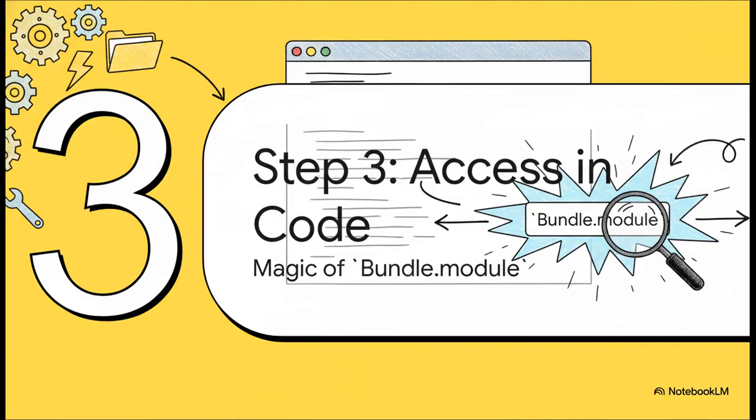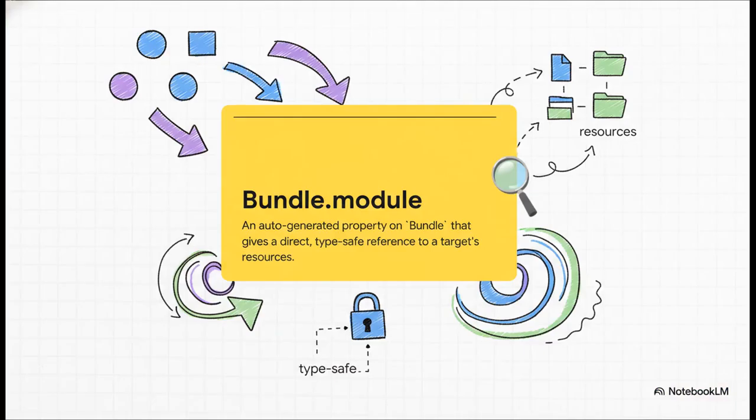Okay, we've declared our resources. We've organized them. Now for the final piece of the puzzle. How do we actually use them in our code? This is where SPM gives us something amazing, this little piece of magic called Bundle.module. So what in the world is Bundle.module? Well, SPM automatically creates this property for every single target in your package. It's a direct, type-safe pointer to the resource bundle for that specific module.